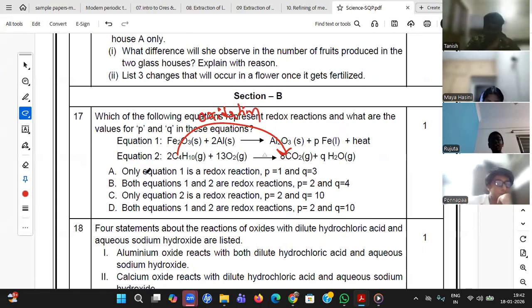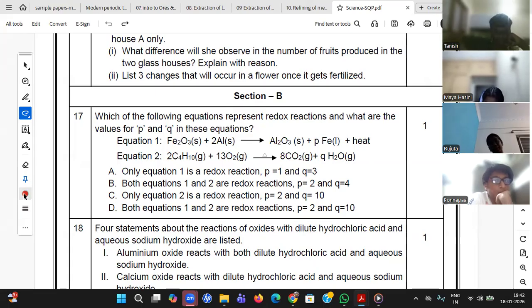Oxidation. And carbon gains oxygen, gains hydrogen, so it's reduction. Oxidation, reduction. Okay. Yes, student, even though what she said is right, that's not the way to check whether oxidation and reduction is going on or not.